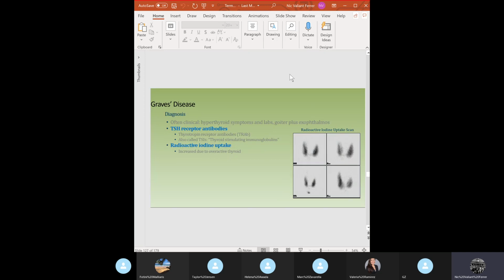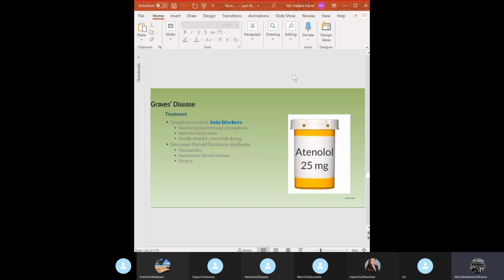What's the diagnosis? Check for antibodies, TSH receptor antibodies, right? Or you could do a radioactive iodine uptake. Since it's hyperthyroidism, we expect a hot nodule, meaning iodine uptake is increased. You can see they light up properly here, very dark, right? Increased due to what? Overactive thyroid. What's the treatment? It's a beta blocker, right? You give it, it improves the tachycardia, or you could give others.